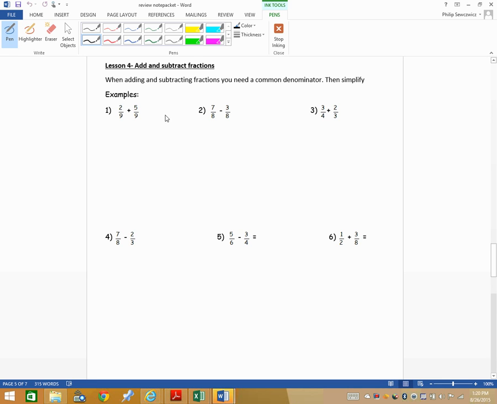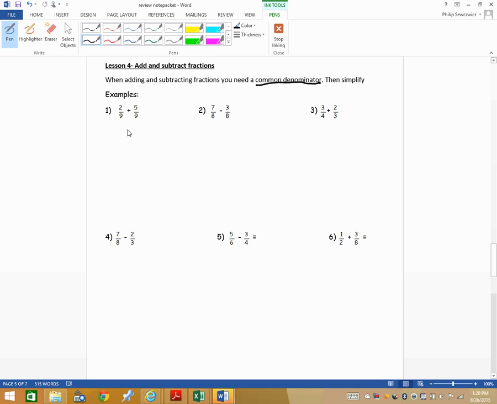Now, the key thing that we have to keep in mind is when adding and subtracting fractions, you need a common denominator. Now remember, your denominator, okay, and a common denominator meaning the same, needs to be the same. So when we look at question number 1, we see we have both 9s in the denominator. So we do have a common denominator.